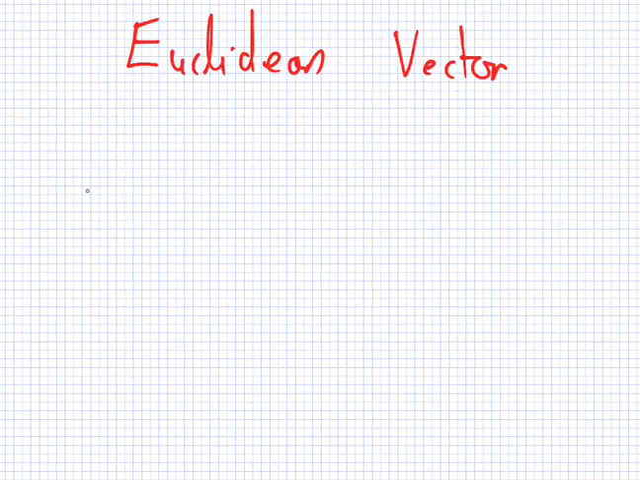So it's not always convenient to draw arrows all the time. So we're going to look at another way to be thinking about vectors. So they're still vectors, but we call them Euclidean vectors.